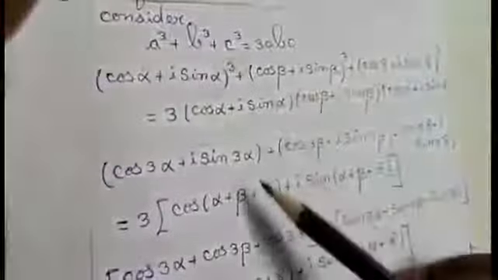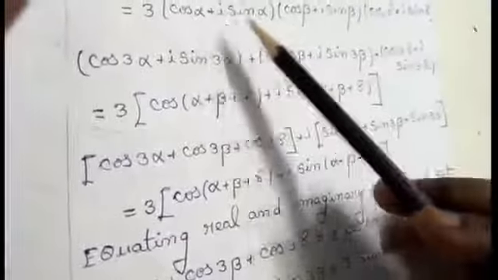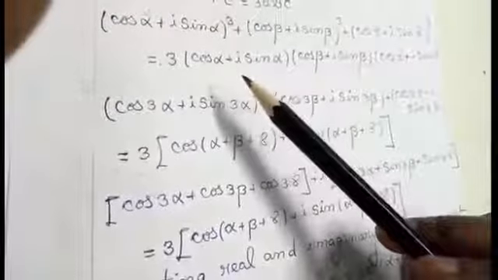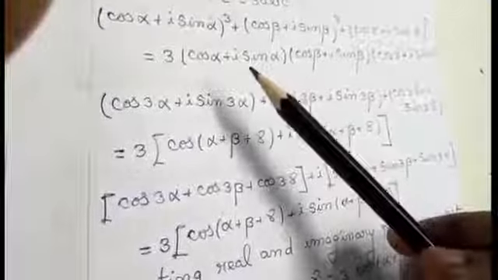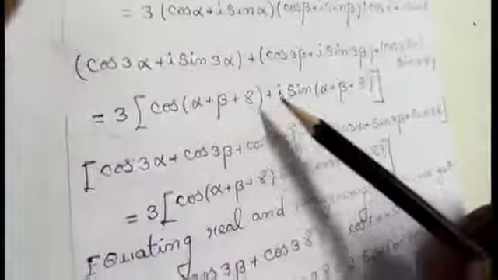See the next step, I have done it like this, that is cos 3 alpha plus i sin 3 alpha plus cos 3 beta plus i sin 3 beta plus cos 3 gamma plus i sin 3 gamma equal to, the left hand side I have completed like this. On the right hand side, I am using another property which is given in your book, and using that property I am just joining the real part, adding the angles in the real part, cos of alpha plus beta plus gamma plus i sin of alpha plus beta plus gamma.